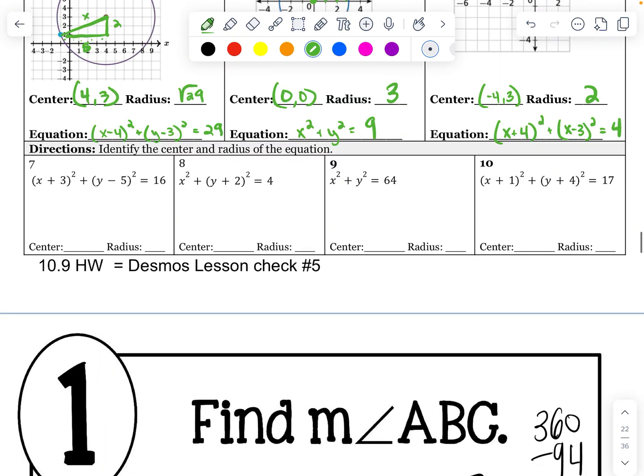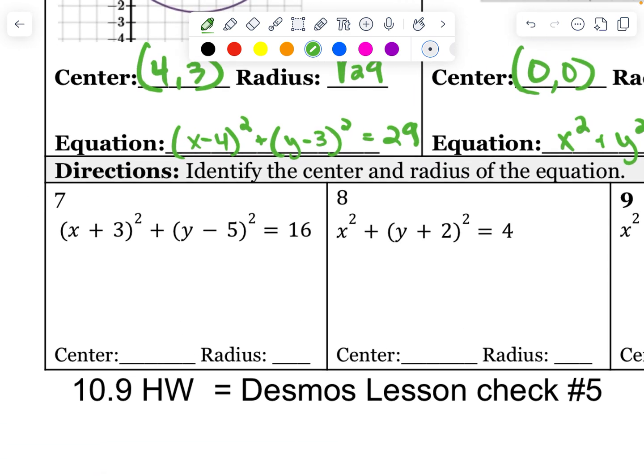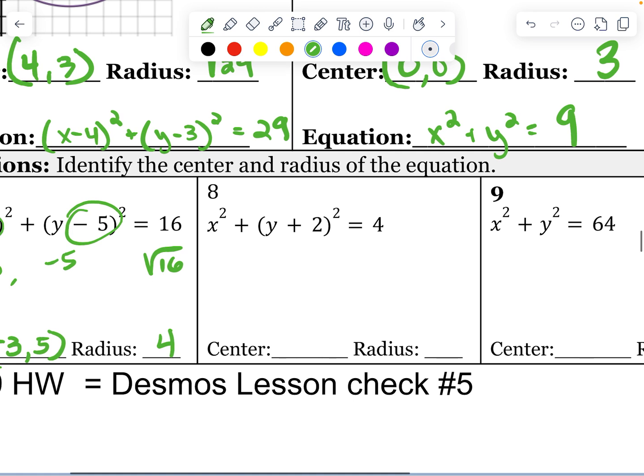All right, last but not least, identify the center and the radius of the equation. All right, so the center is not actually 3, -5, right? It has to be backwards. So it's -3, 5. And then the radius is going to be the square root of 16, 4. All right, x has nothing next to it, so that's a 0, -2. Square root of 4 is 2.